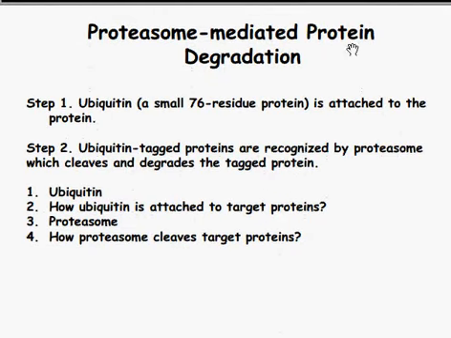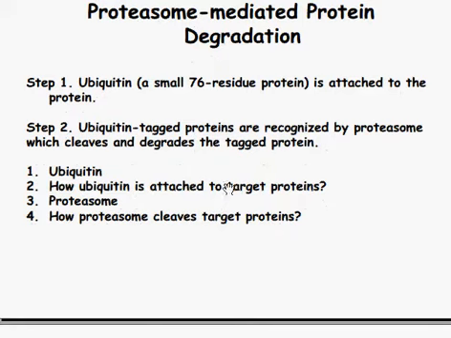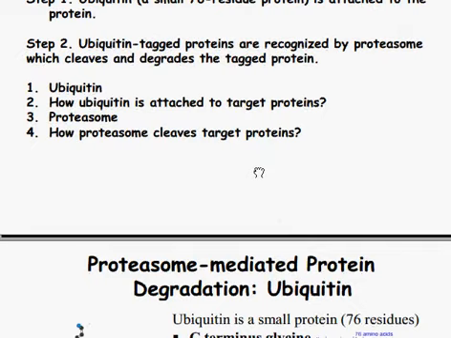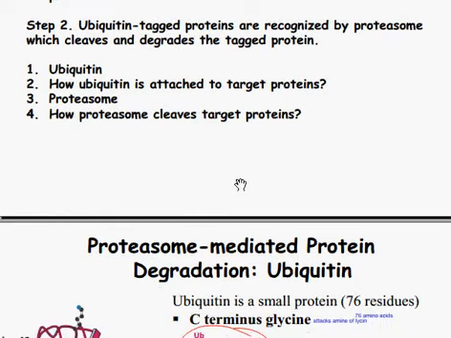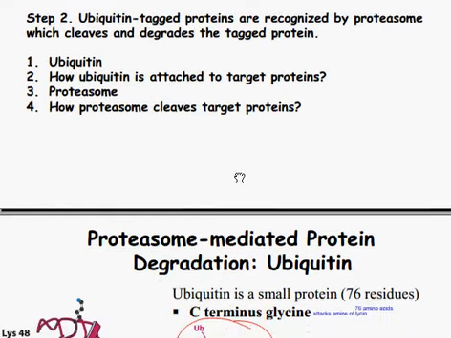Okay, so proteasome-mediated protein degradation. There are two major steps that we're going to be discussing. First, ubiquitin, a small 76 residue protein, is attached to the protein. Ubiquitin-tagged proteins are recognized by the proteasome, which cleaves and degrades the tagged protein. So we have ubiquitin attached to the target protein, and the proteasome. Let's get into answering the questions of how ubiquitin is attached and how proteasomes cleave target proteins.